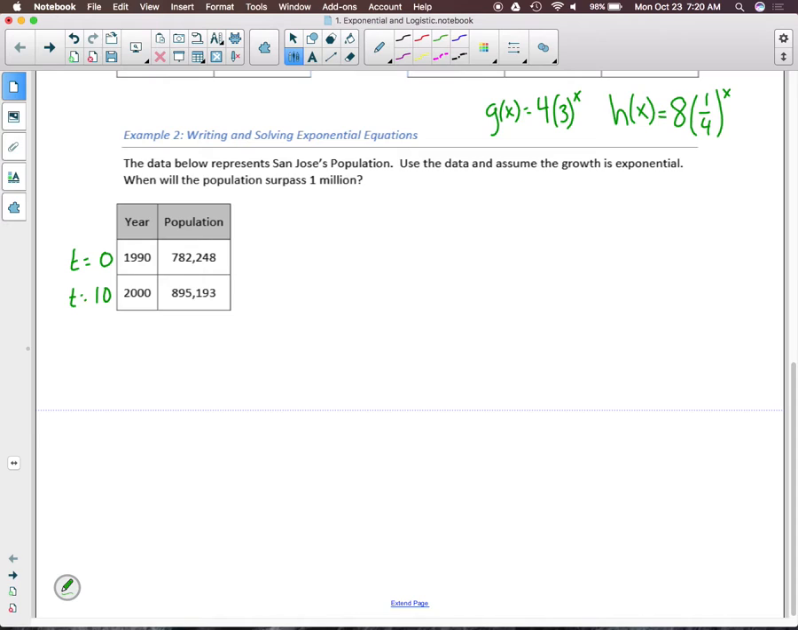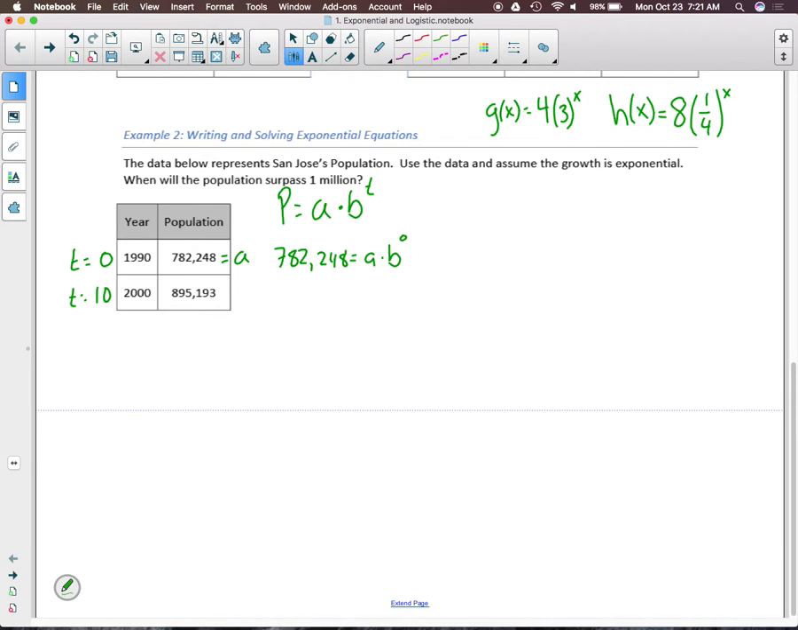So what I can do then is, this is going to end up being my A value. So I have population equals A times B to the t. I'll use t instead of x because we're talking about time here. And just to emphasize that this is really the A value, I'll have the population is 782,248 equals A times B raised to the 0 power, because t equals 0 in 1990. So that's going to give me b to the first, so now I officially know what the A value is.